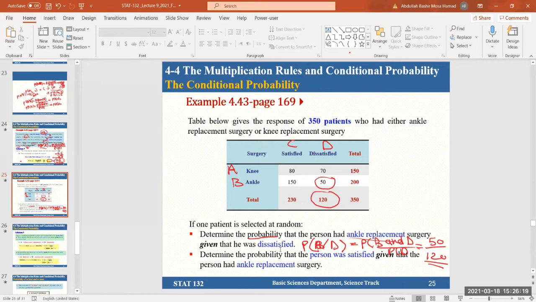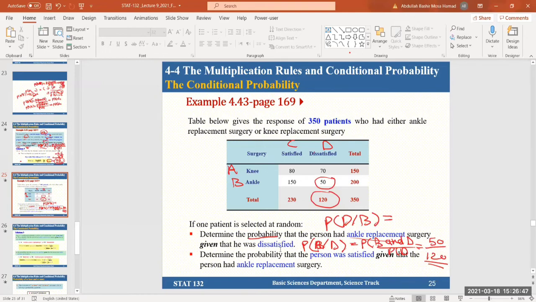C given D. No, C given B. Same question, P of D given B. I think C given B. It's C, doctor, not D. Same question. I just exchange it, make it like instead of B given D, we make it D given B.